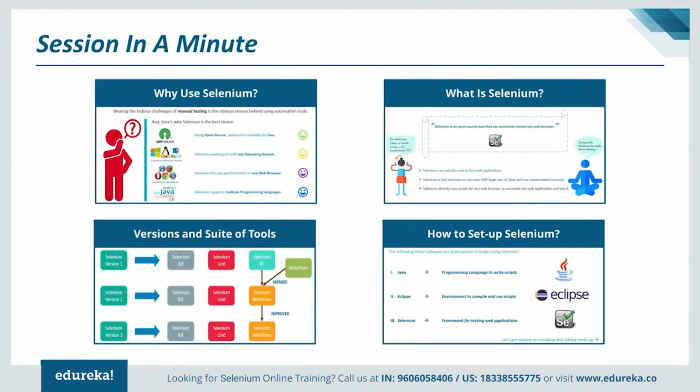So that brings us to the end of our session. Let us finally go over the session in a minute. First, we discussed why you should be using Selenium because it is free, open source, works on any operating system, any web browser, and lets you code in multiple programming languages. Then we saw what Selenium is. We defined it. It is just an open source tool that can automate almost any browser. Then we went over the versions it has and the suite of tools that it offers. And we also saw how to set Selenium up, the 3 prerequisites for it. And we finally ran a test case in Selenium.